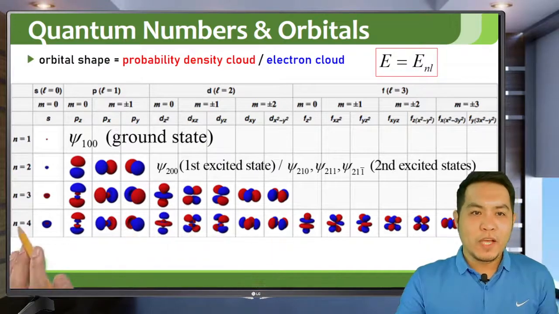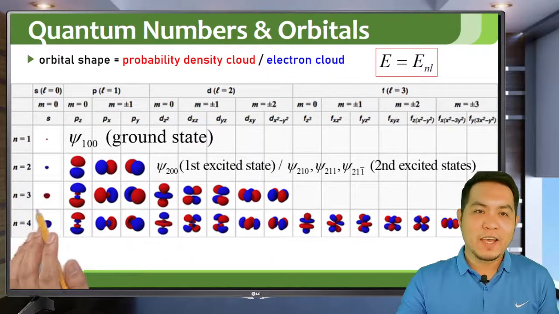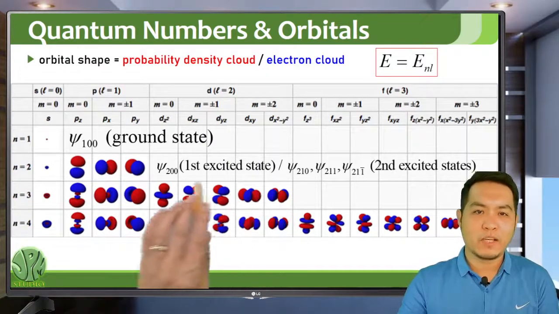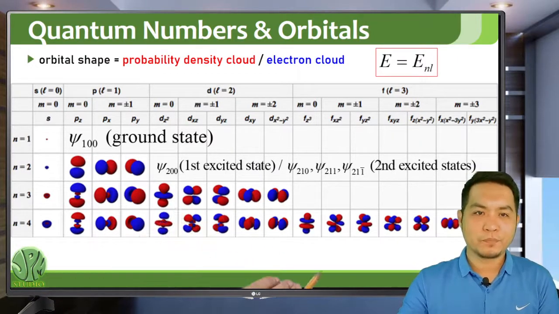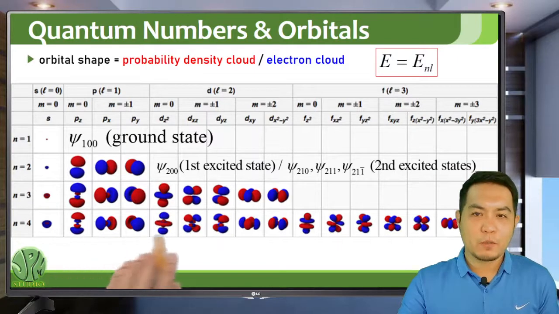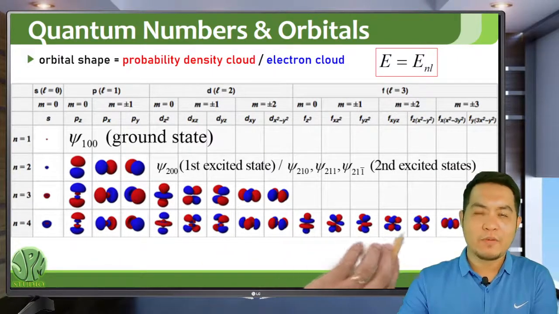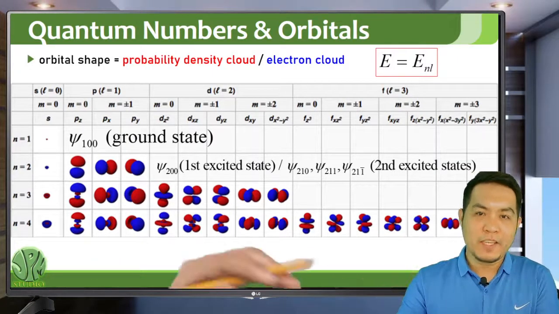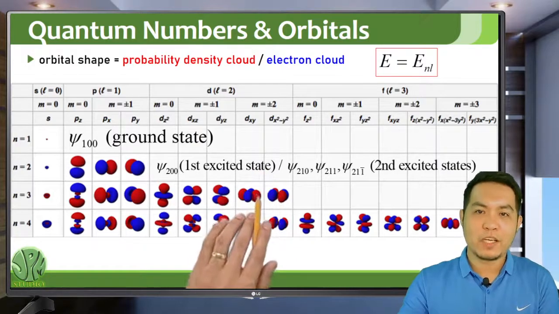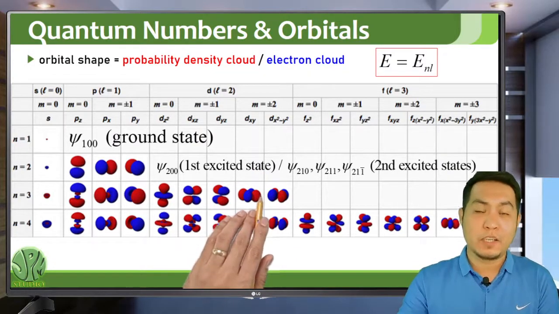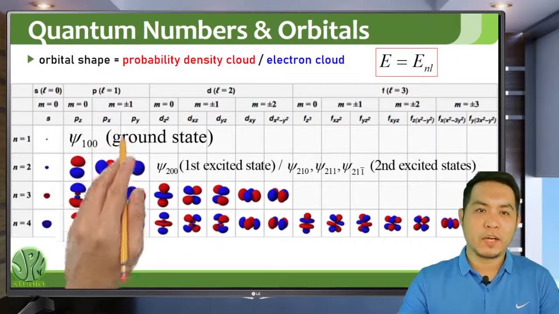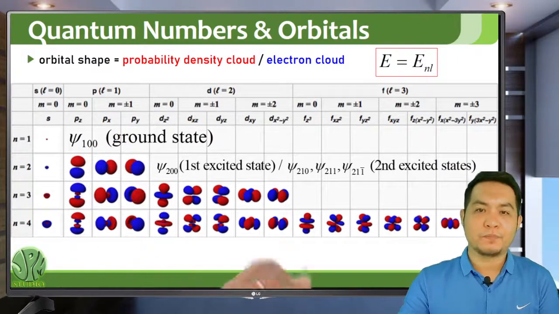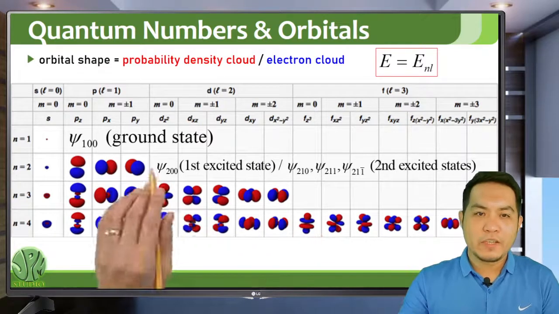So if you go to n is equal to 3, there are now three values of L, 0, 1, and 2. So you now get the d orbital. These are the shapes of the d orbital. And for n is equal to 4, you get the f orbital. And for n is equal to 5, you're again reduced to up to only the d orbital. And then for n is equal to 6, you're already reduced up to the p orbital, and so on. So these are the different shapes of the orbitals.